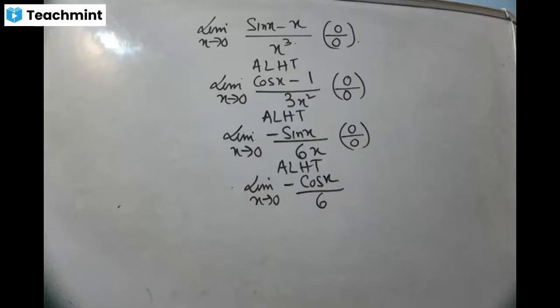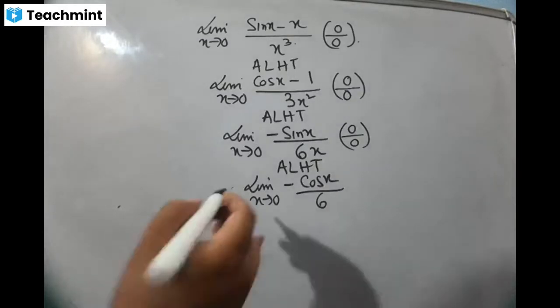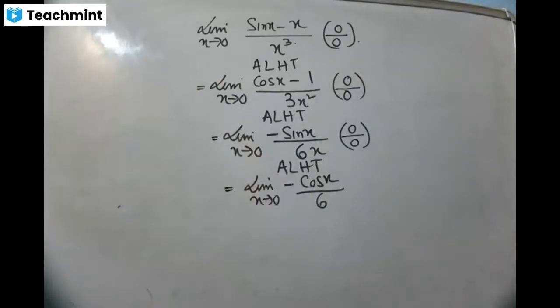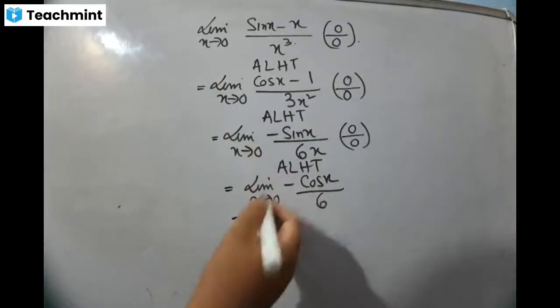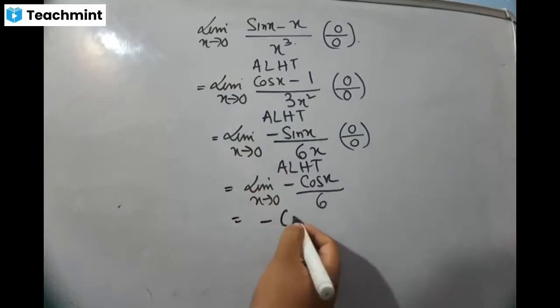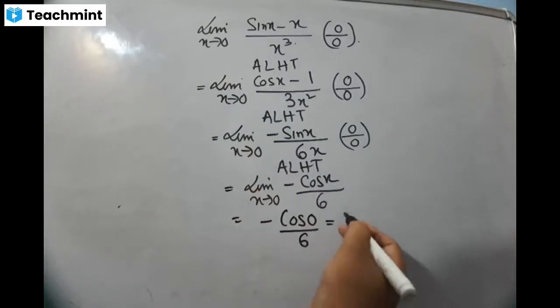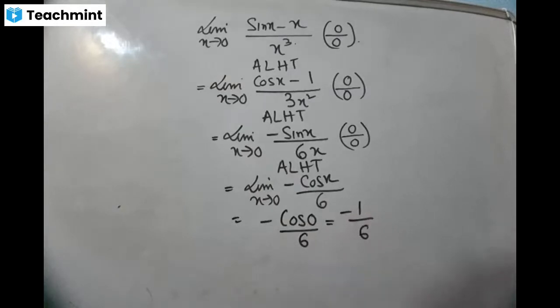Now you can easily see that in the denominator the x has vanished. That means it's a constant term, so you are not going to get 0. The moment you realize that you don't get 0 in the denominator, that is the step where you have to stop applying L'Hospital's theorem. Now you just remove the limit. To remove the limit, just put the value of x. And what is the value of x? 0. So cos 0 is 1. So the answer is minus 1 by 6.